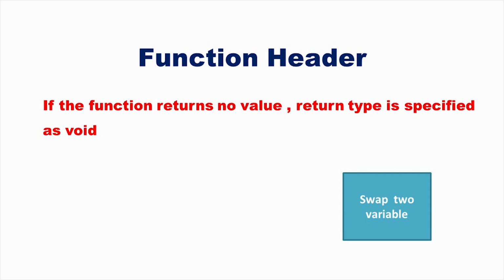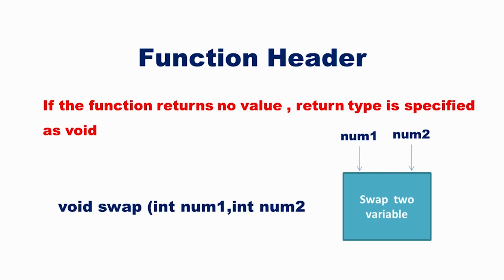For example, consider a function to swap the values of two integer variables. The function requires two input variables, but it does not return any value. We can write the function header as void swap(int num1, int num2).